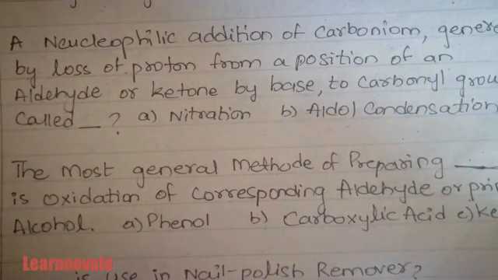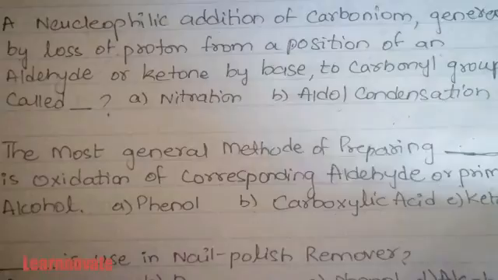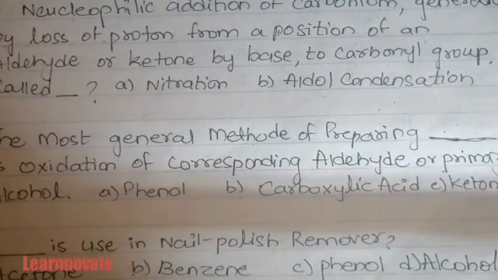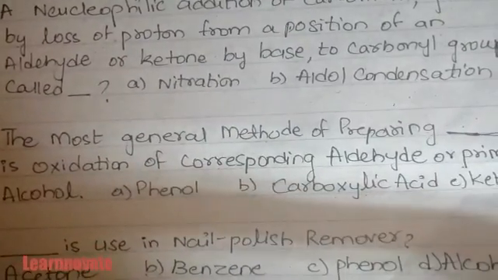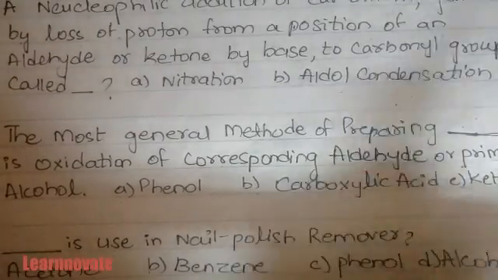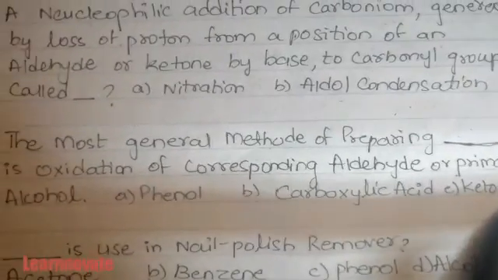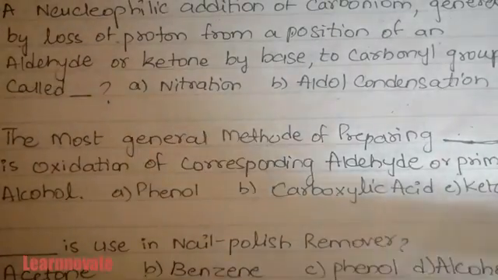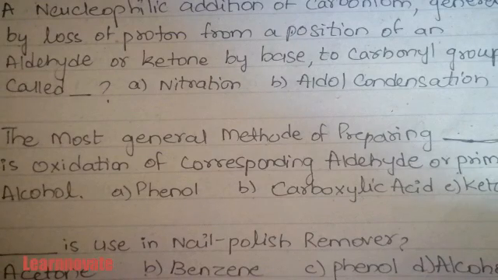Coming to the next question, the most general method of preparing dash is the oxidation of corresponding aldehyde or primary alcohol. A is phenol, B is carboxylic acid, and C is ketone. Which of the following products is prepared by the easy method of oxidation of corresponding aldehyde or alcohol?